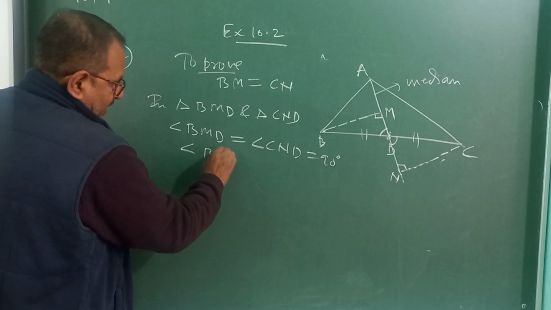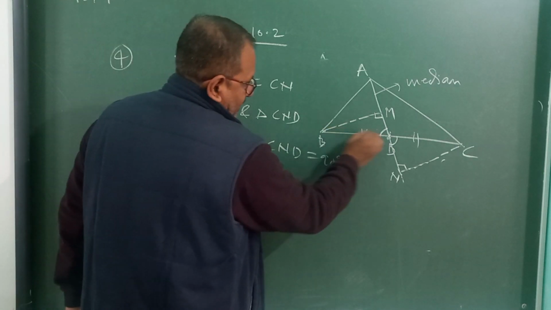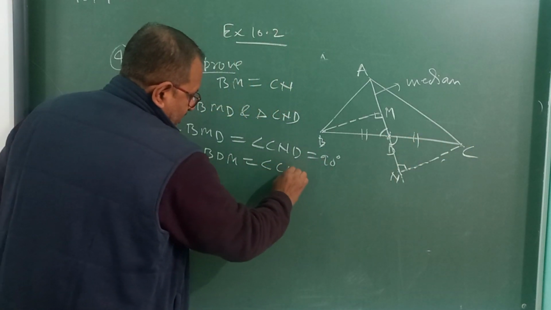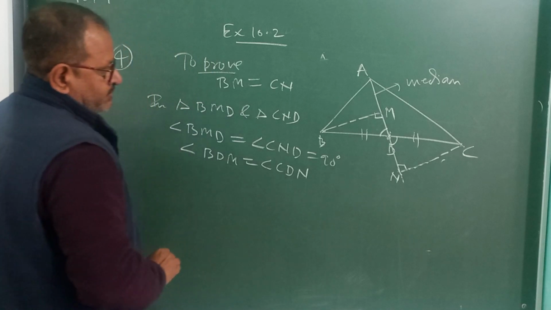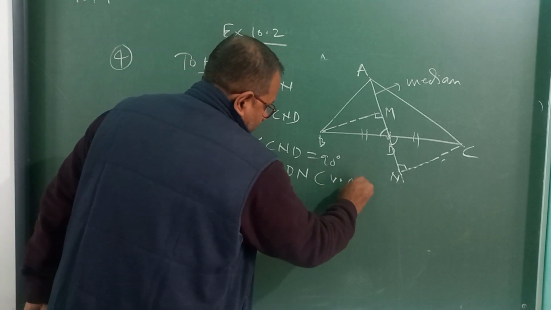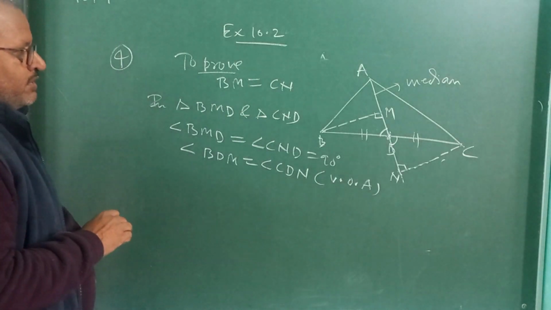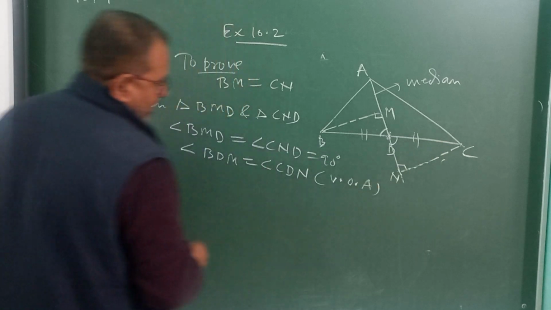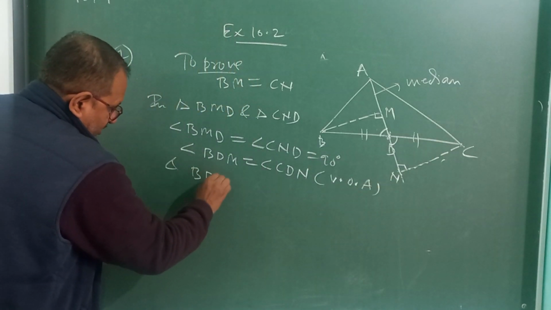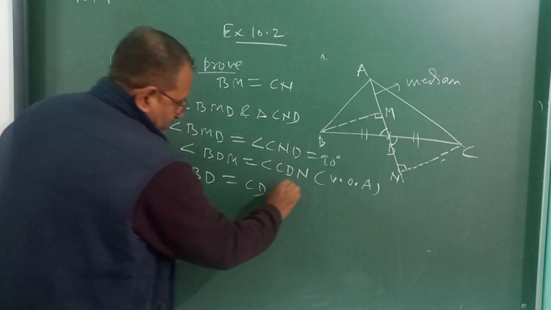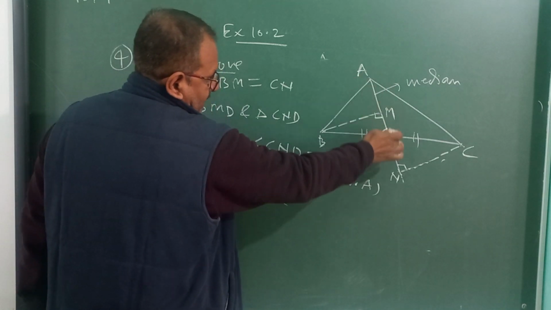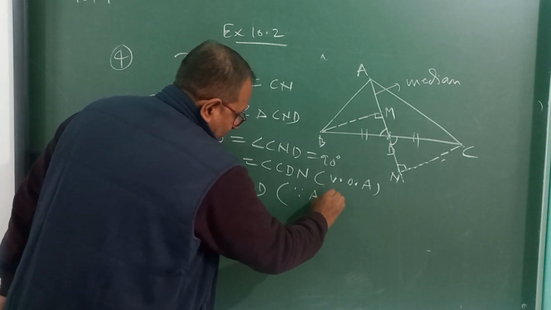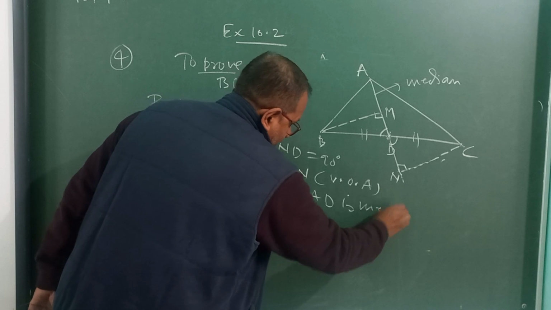So angle BDM is equal to angle CDN, reason: vertically opposite angles. So two angles are equal and one side, BD and CD, are equal. BD is equal to CD. Why are BD and CD equal? Because AD is the median and D is the midpoint of BC, since AD is median.